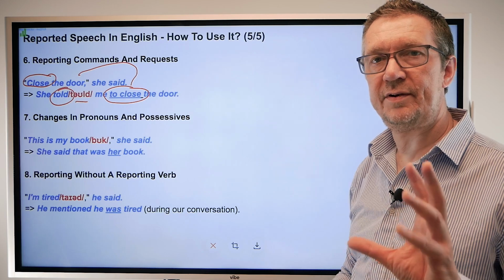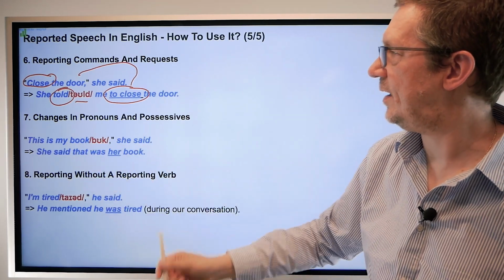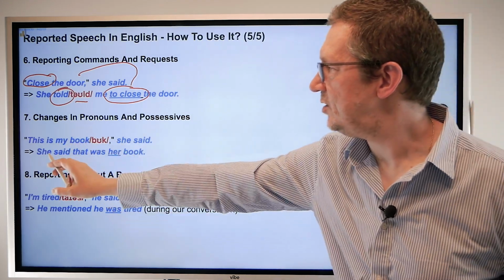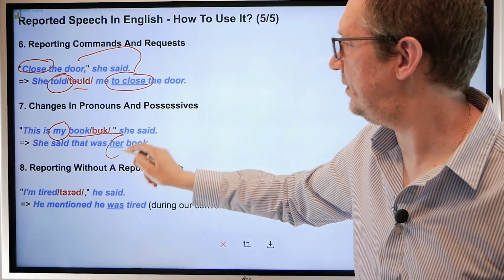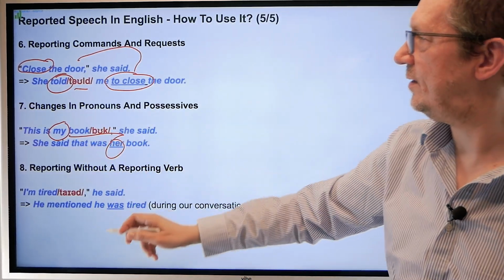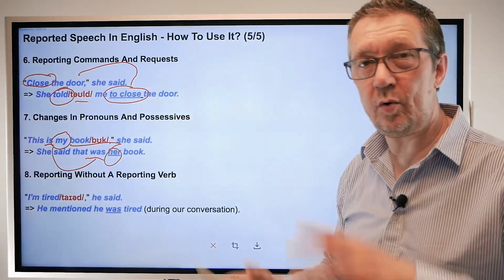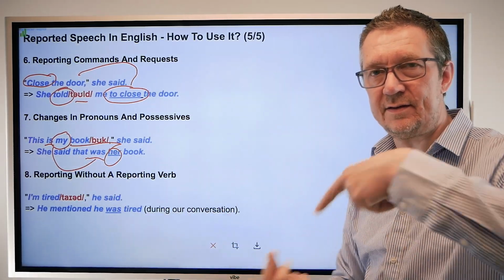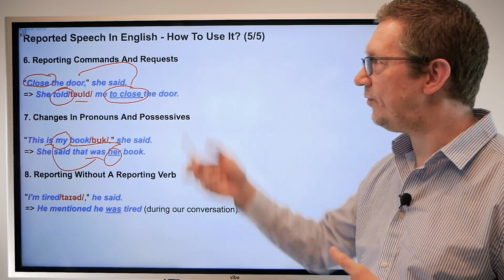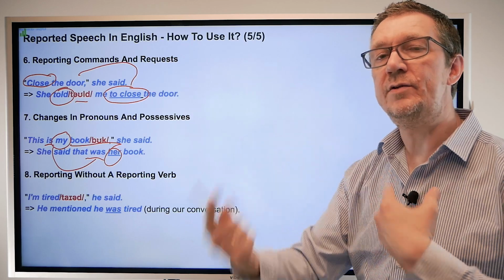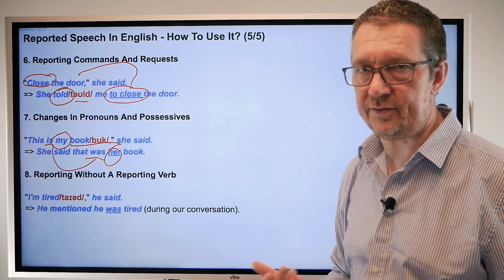Changes in pronouns and possessives. Now we had a look at this briefly before. This is my book, she said. This is my book. She said that was her book. So this is my becomes her. So this is my book, she said. This is and is becomes was. So all these rules you can see work integrated together to form the basis of what becomes reported speech. So if you follow all these together, you will find that when you report something, you actually use these rules in the same sentence very often.